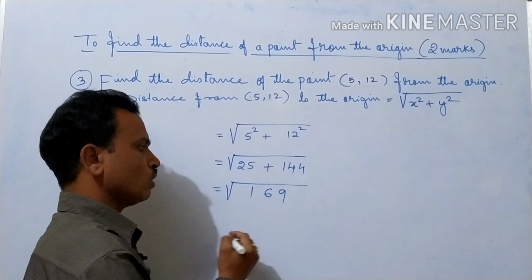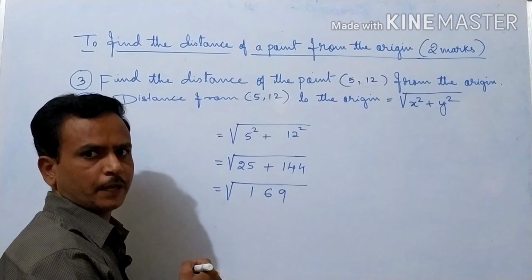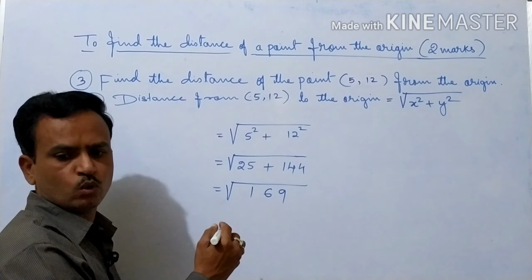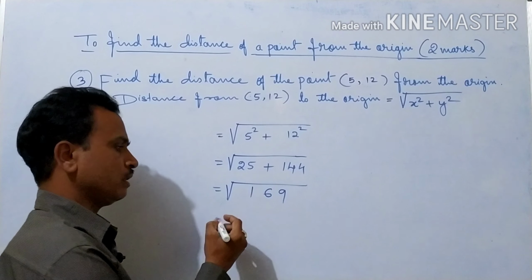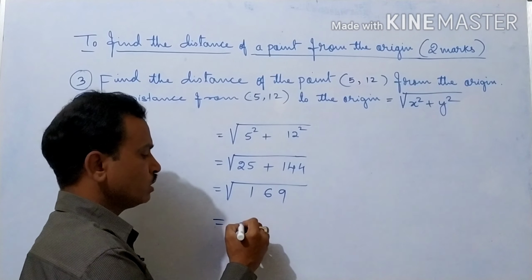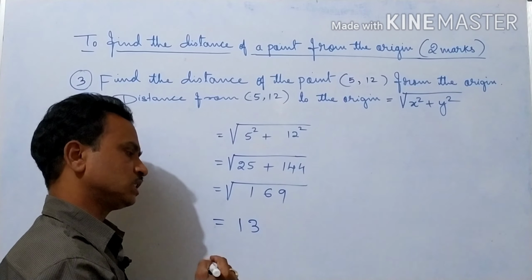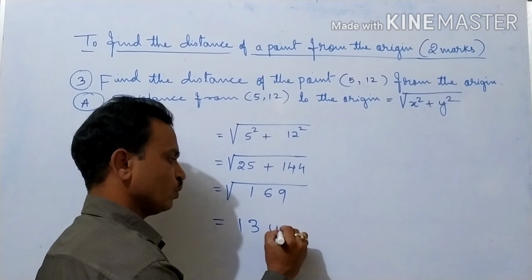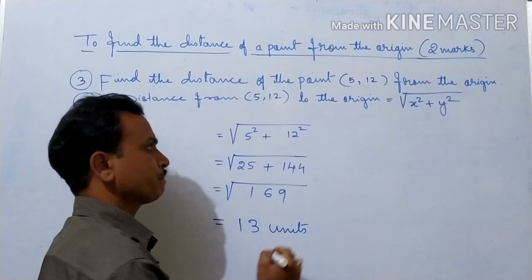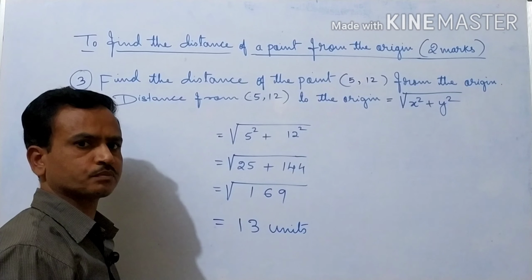Now find the square root of this 169. The square root of 169 is equal to 13. Okay, 13 13s are 169. So 13 units. Understood?